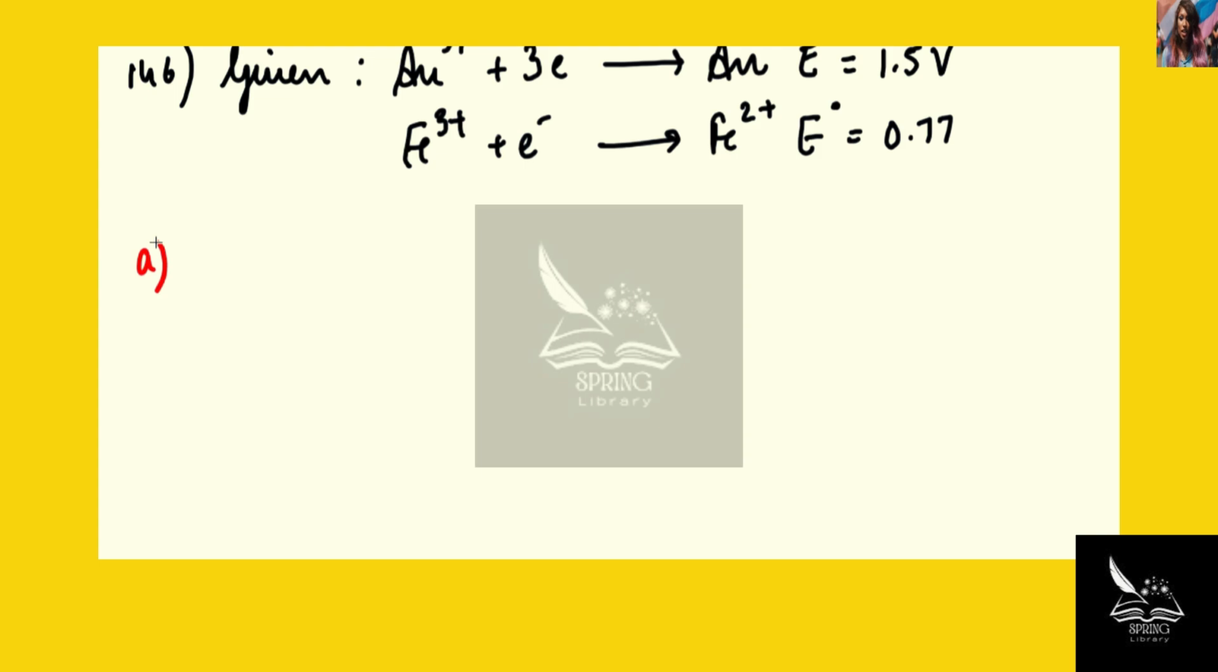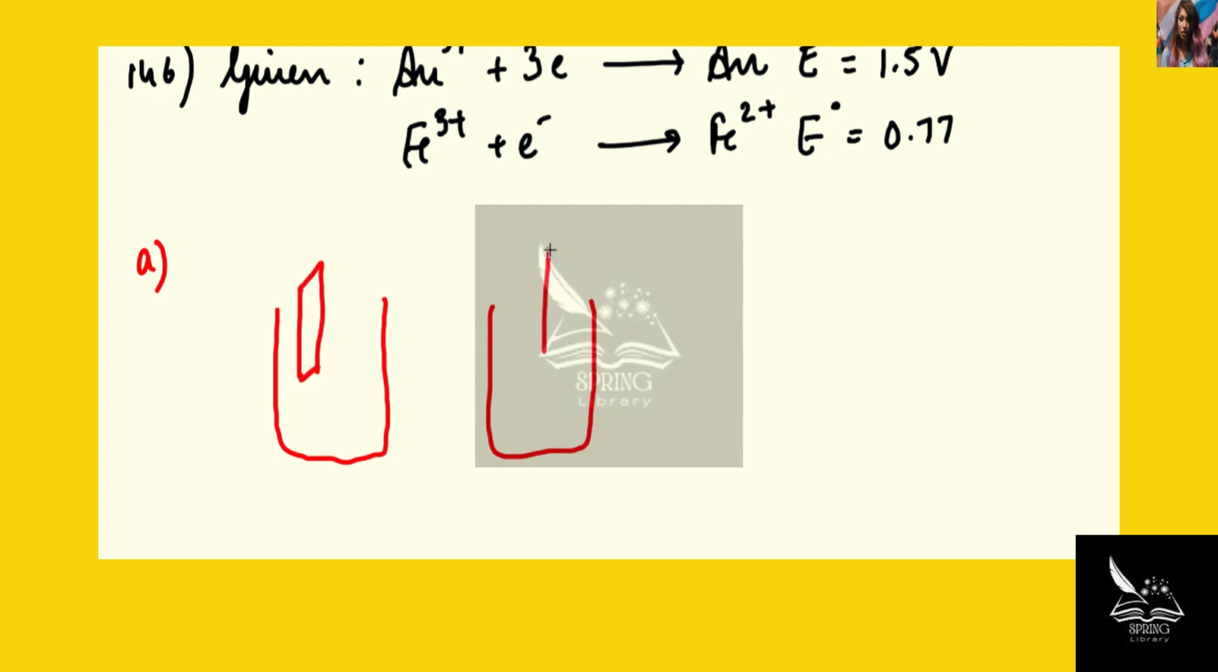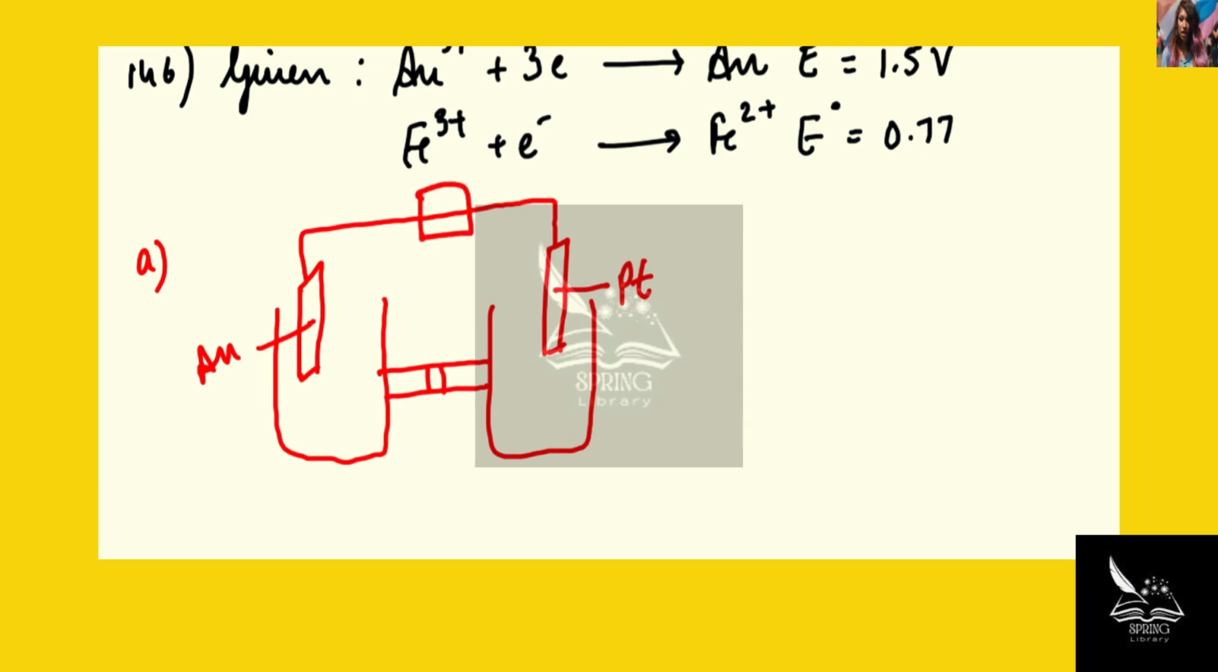So for the first part, we have to make a cell. So let's start by making the two electrodes. Gold would be the gold electrode, and iron would be preferably in platinum. There could be a salt bridge if you want, and a voltmeter. So we have all these things.